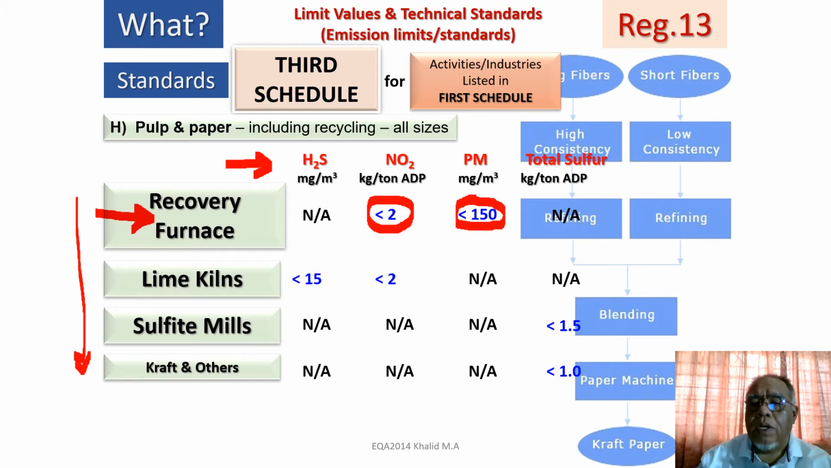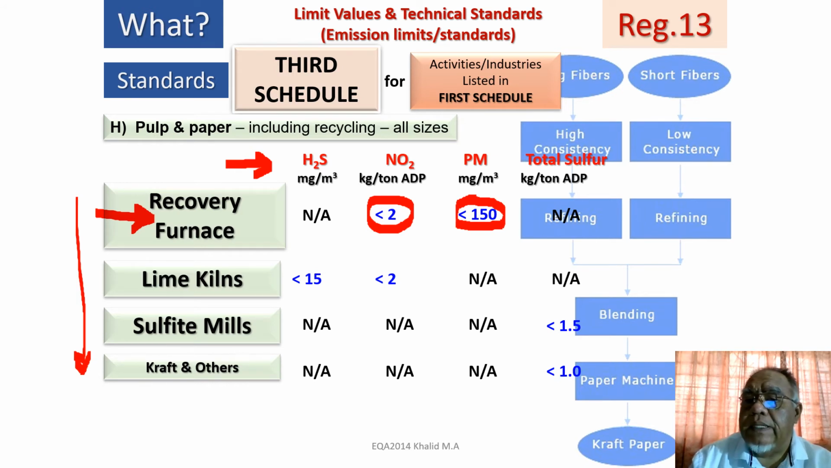But for me here today, sharing with you, when this law comes into force, look, for recovery furnace, only 2 parameters are regulated, which is nitrogen dioxide and particulate matter. For nitrogen dioxide, it must be less than 2 kilograms for every ton of air-dried pulp processed. So you have to have a throughput value and calculate, but maybe you have some other ways of understanding the emissions in kilogram per ton of ADP. And the particulate matter shall be less than 150 milligram per cubic meter all the time.